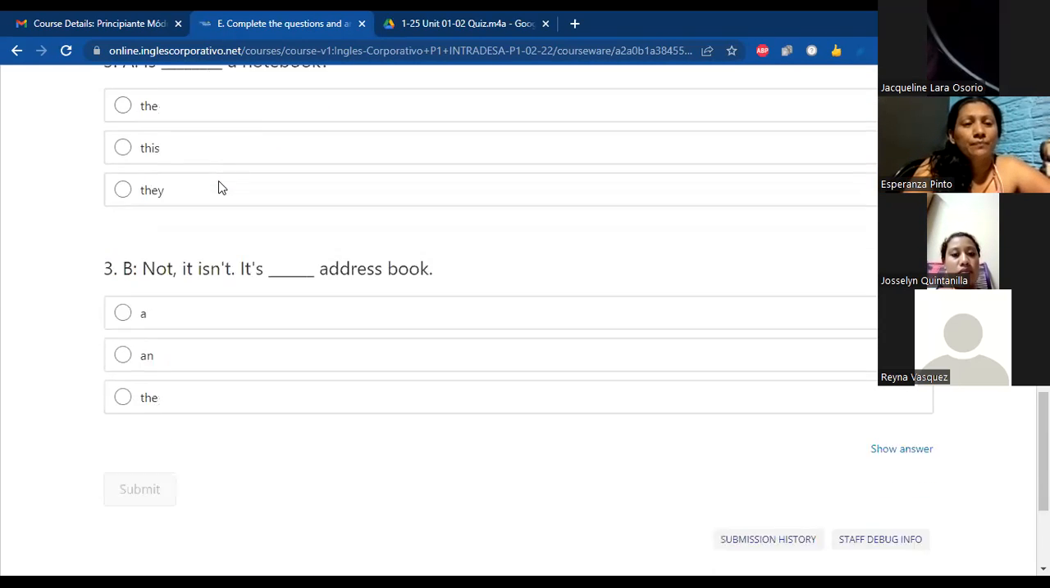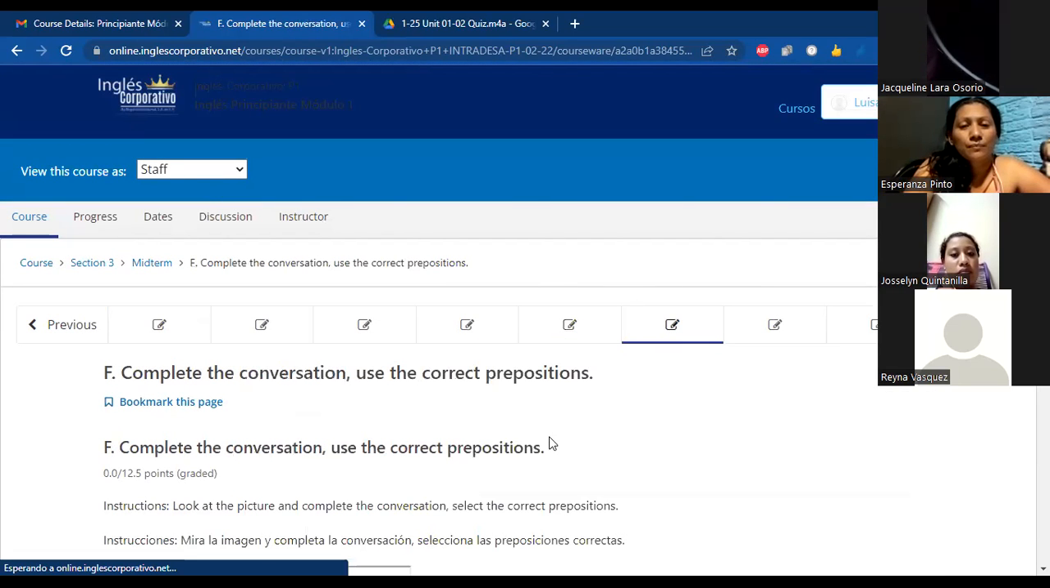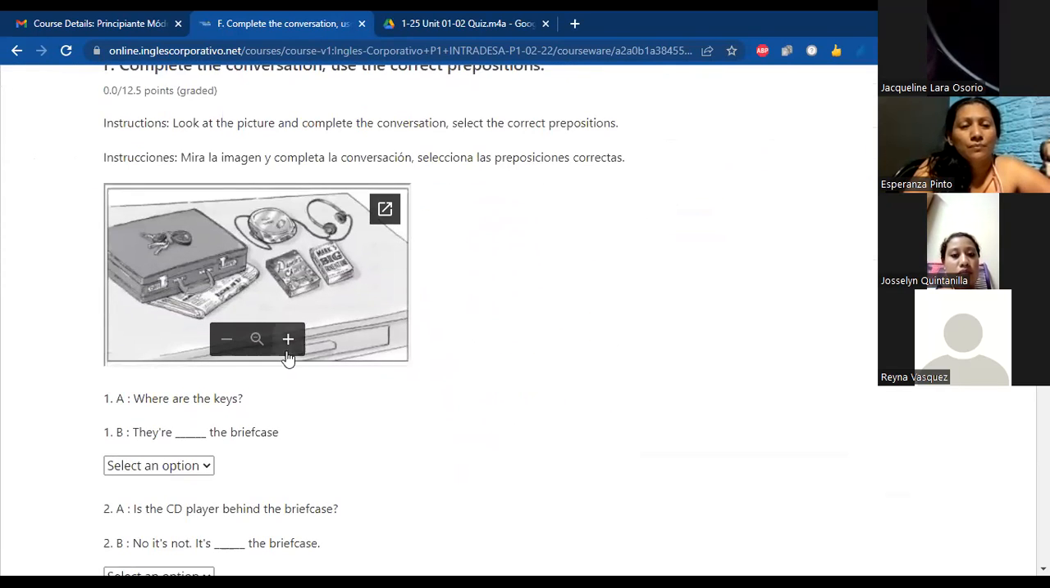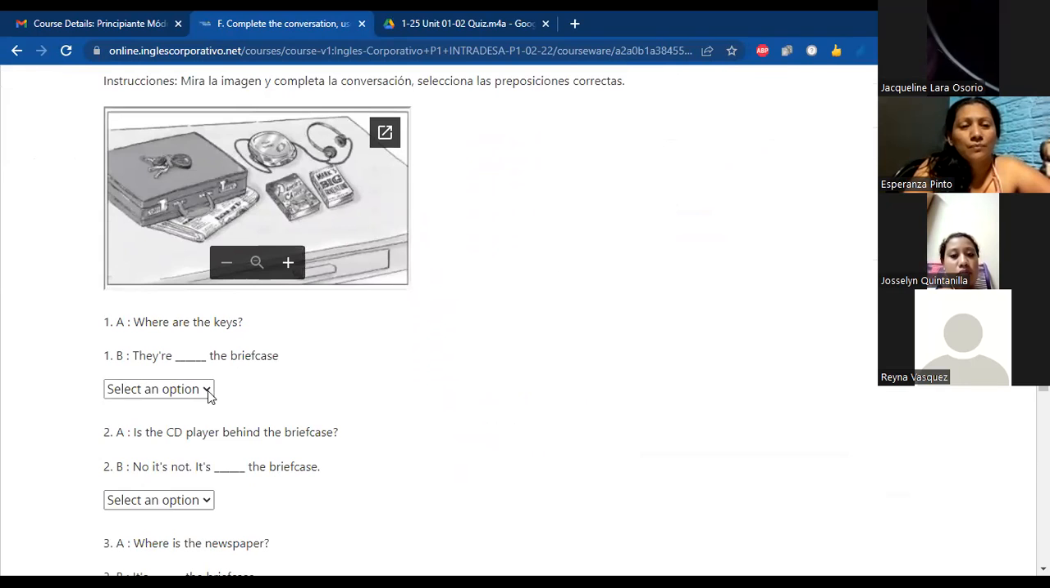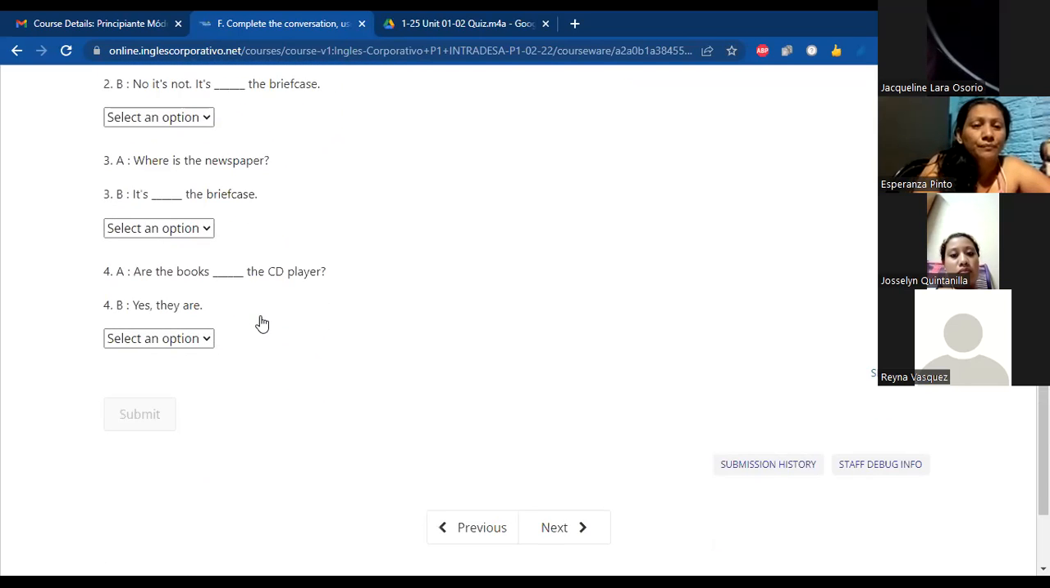You have to choose one of the options. And complete the conversation, use the correct prepositions. On, next to.